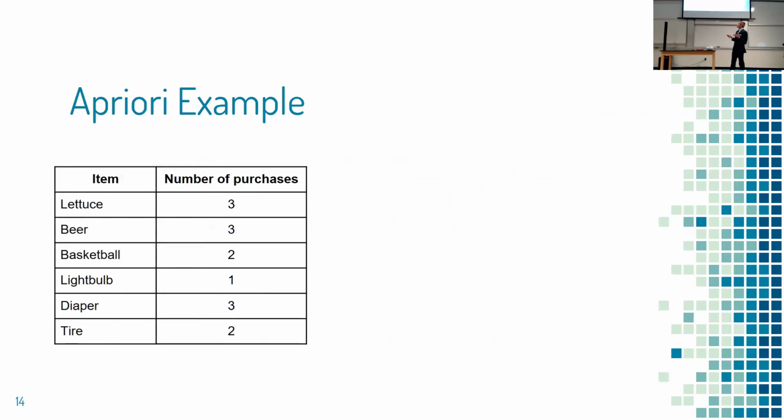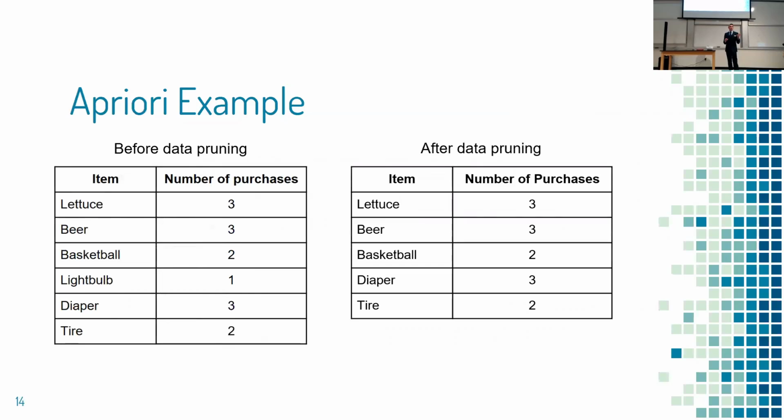And this is what Apriori finds before data pruning, which is what I was going over earlier. And then it goes through data pruning and spits out this other chart, which does not look that different. But what it has done is removed light bulbs, which were only purchased once. Therefore, it is very unlikely that they appeared in combinations as well.